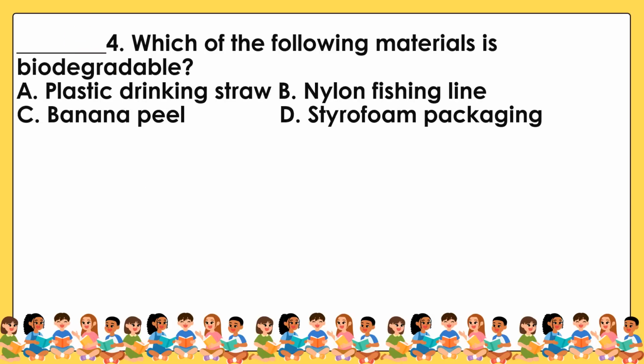Number 4. Which of the following materials is biodegradable? A. Plastic drinking straw, B. Nylon fishing line, C. Banana peel, or D. Styrofoam packaging? The correct answer is letter C. Banana peel.